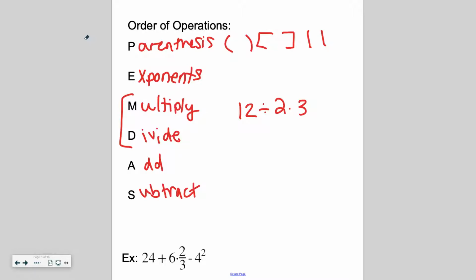So what would I do first? The 12, you would divide first. So the 12 divided by 2 is 6, and then 6 times 3 is 18. But if you do the 2 times 3 first, and you got 6, then you would do 12 divided by 6, and you would get 2, and that's a completely different answer. And that's why a bunch of people have the wrong answers on those Facebook thingies.